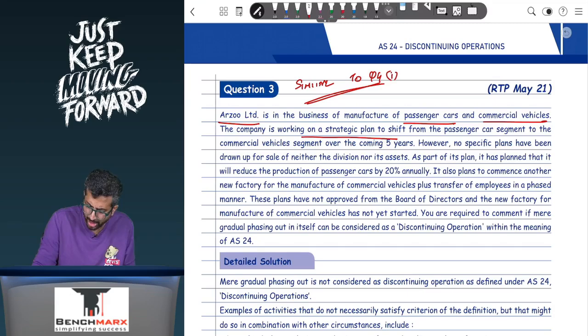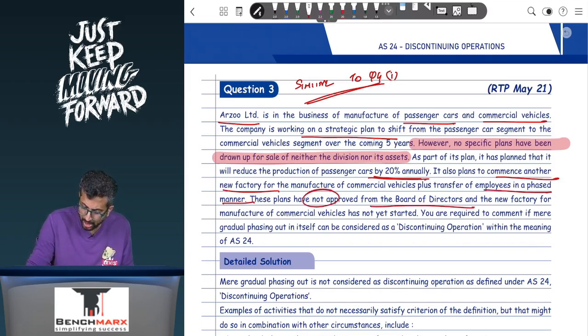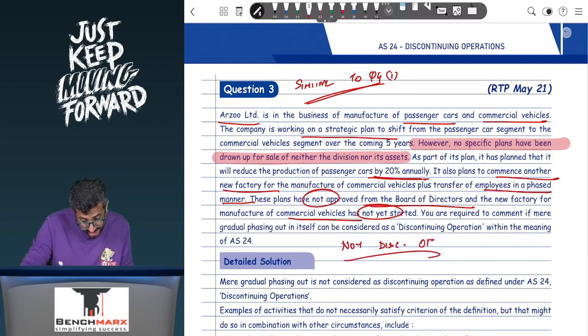Company is working on a plan to shift passenger cars over 5 years. Again over here, no specific plans have been drawn up for the sale. This is an important sentence. As a part of this plan, it will reduce 20% annually, commence another factory, employees will be transferred. These plans have not yet been approved by the board, and the new factory for commercial vehicles has not yet started. Clearly, this is not a discontinued operation based on the language of the law at least.